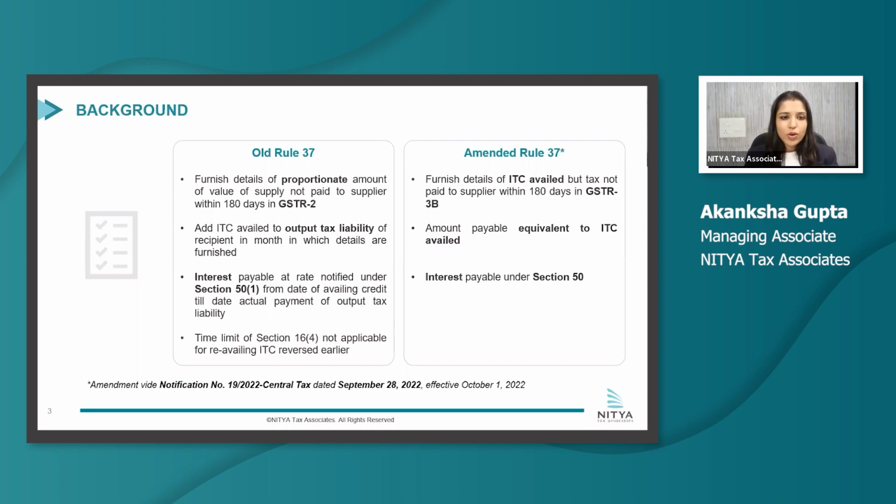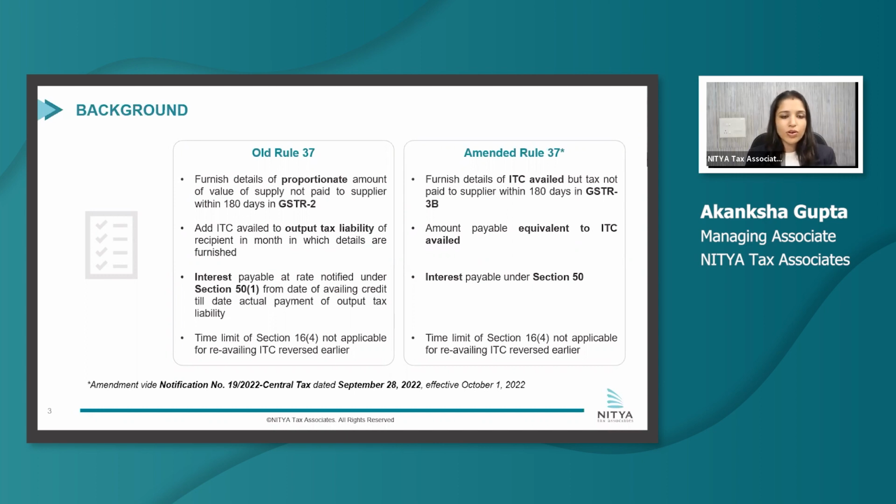The last requirement under Rule 37 was that the time limit of Section 16(4) would not be applicable for re-availing ITC reversed earlier. And a similar provision continues under amended Rule 37. The time limit of Section 16(4) would not be applicable for re-availing the ITC reversed earlier. Notably, all the changes in amended Rule 37 would be applicable effective 1st of October 2022.